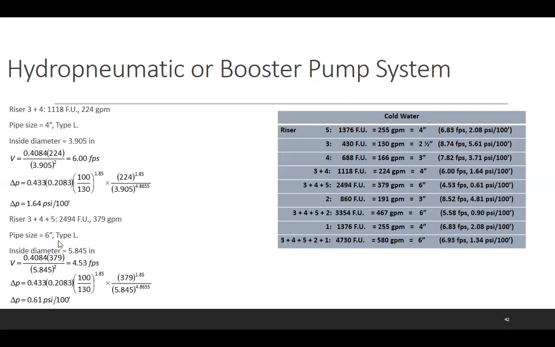Pipe size is 6 inches type L. Its diameter is 5.845. Velocity is 0.4084 times 379 over 5.845 squared, is 4.53 feet per second. The delta P is 0.433 times 0.2083 times 100 over 130 to the 1.85, times 379 to the 1.85, over 5.845 to the 4.8655. So the delta P is 0.61 PSI per 100 feet.